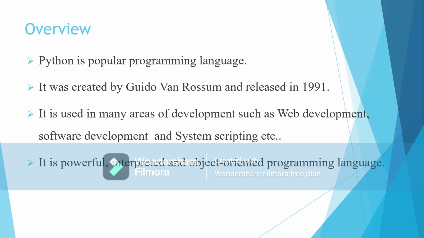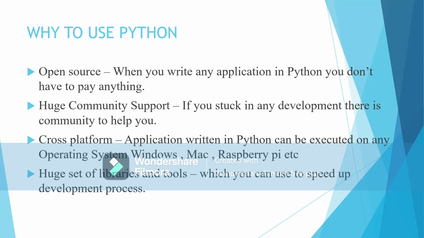It was created by Guido van Rossum and released in 1991. It is used in many areas of development such as web development, software development, and system scripting. It is a powerful, interpreted, and object-oriented programming language. This is an overview of Python. Now we'll see how to use Python programming.